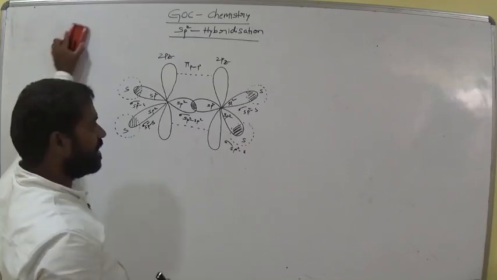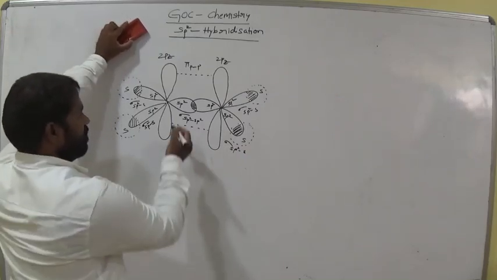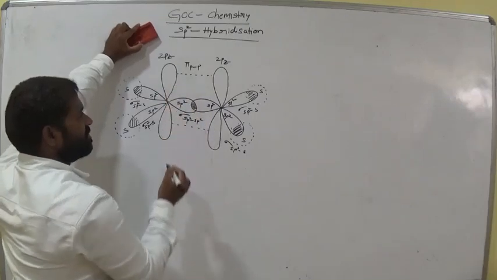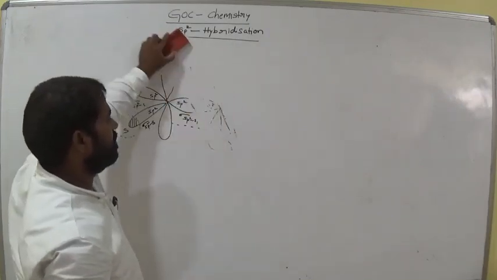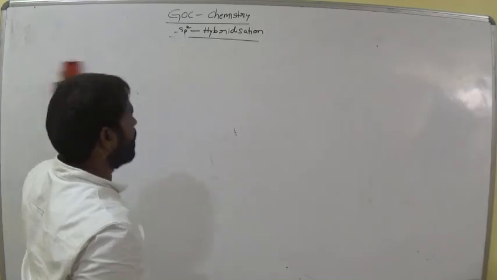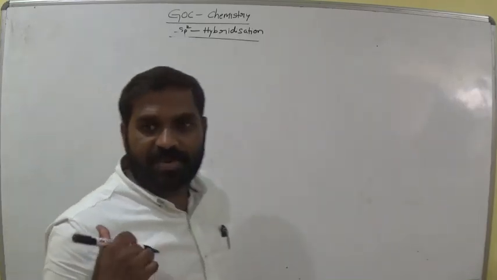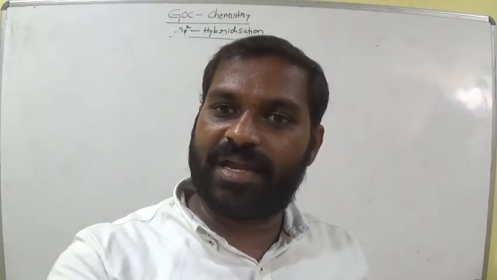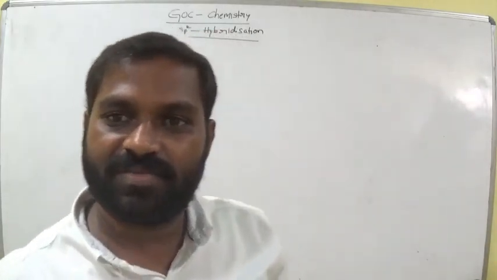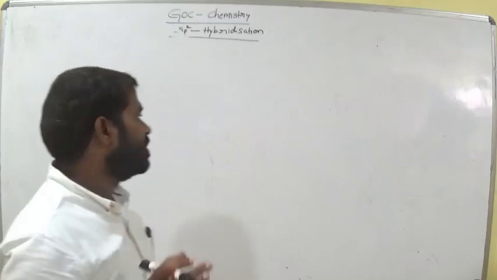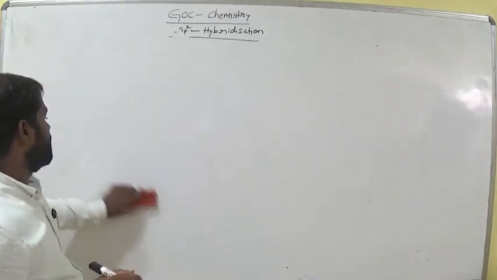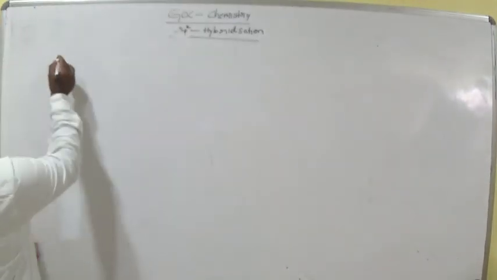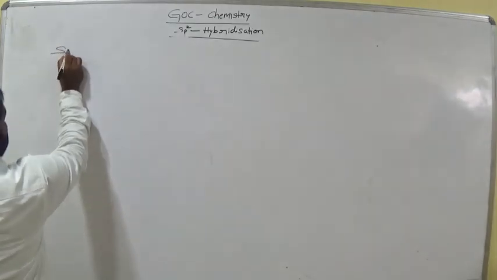Here also the bond angle is 120 degrees and it is trigonal planar. What is the expected bond angle here? sp2 hybridization means 120 degrees and trigonal planar, or coplanar as we call it. This is about sp2. Next, come to sp3 hybridization.